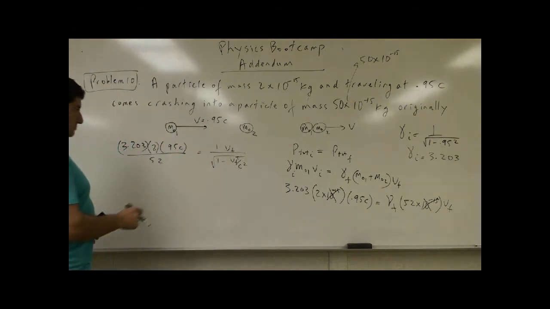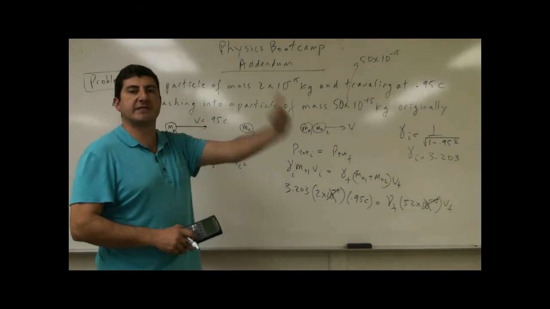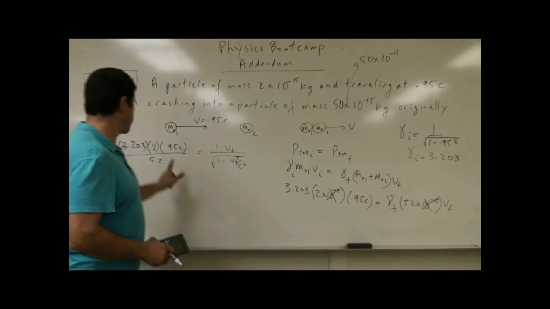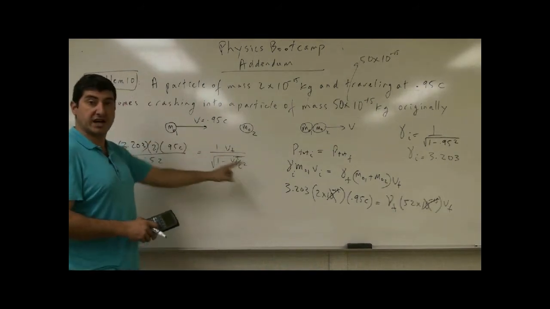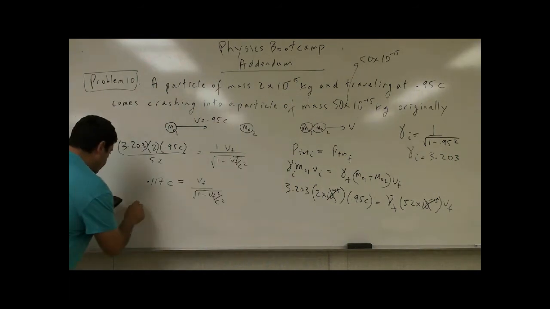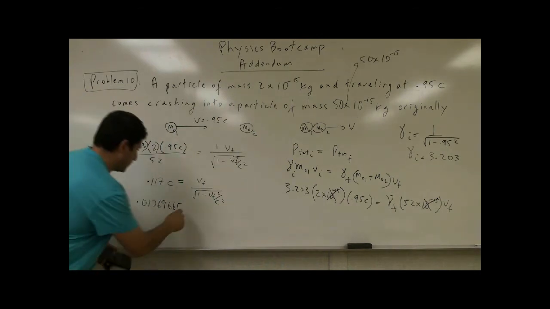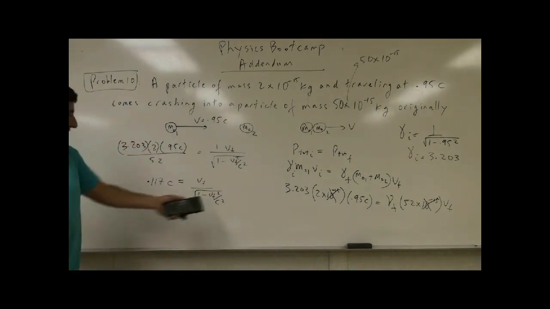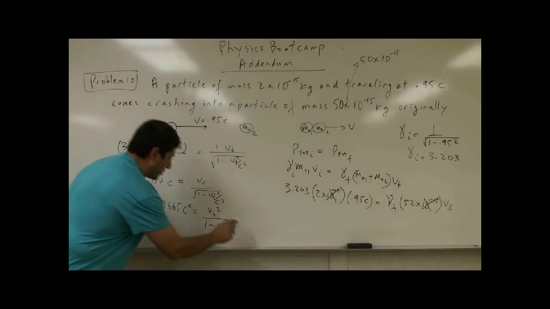Okay? So what I'm going to do here is I'm not even going to put what the speed of light is, because I only want to know what the final velocity is in terms of the speed of light. So I'll just keep it as c. So basically I'm going to calculate this now and then square both sides. So here's what we have. I get 0.01369665, and then I'll get c squared, and I'll square this side, V final squared over 1 minus V final squared over c squared.